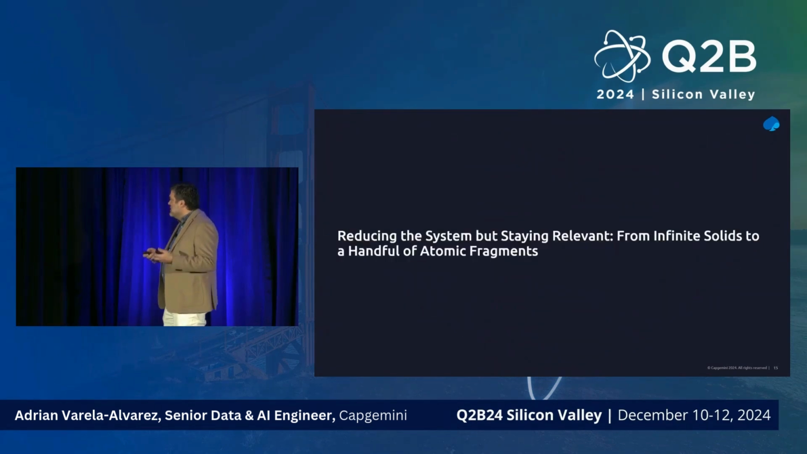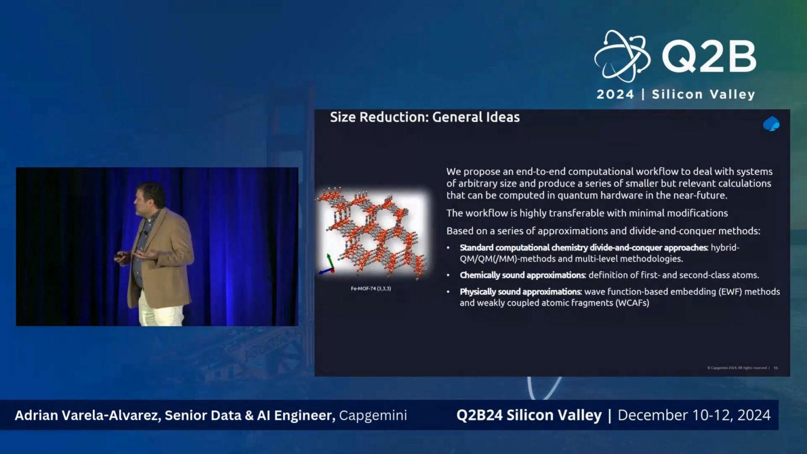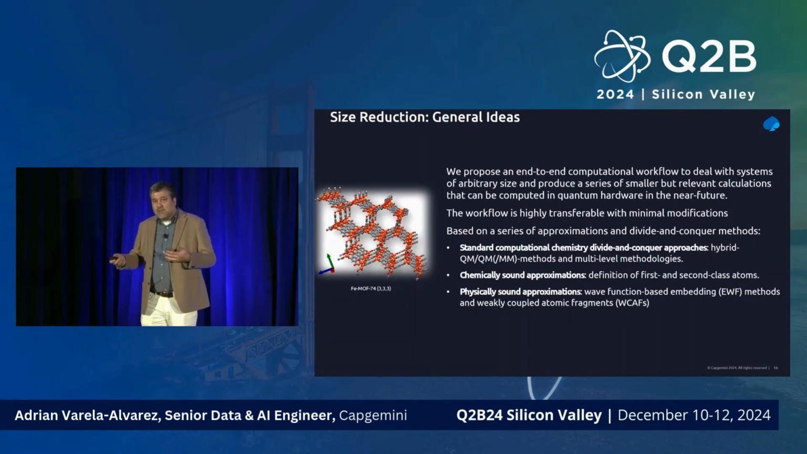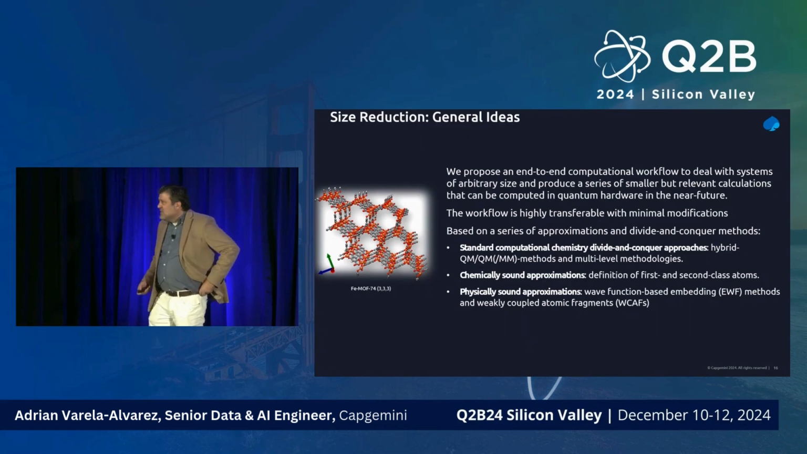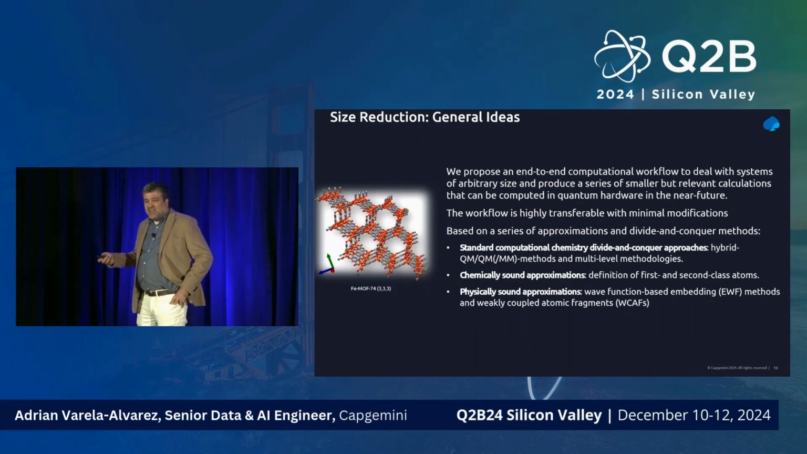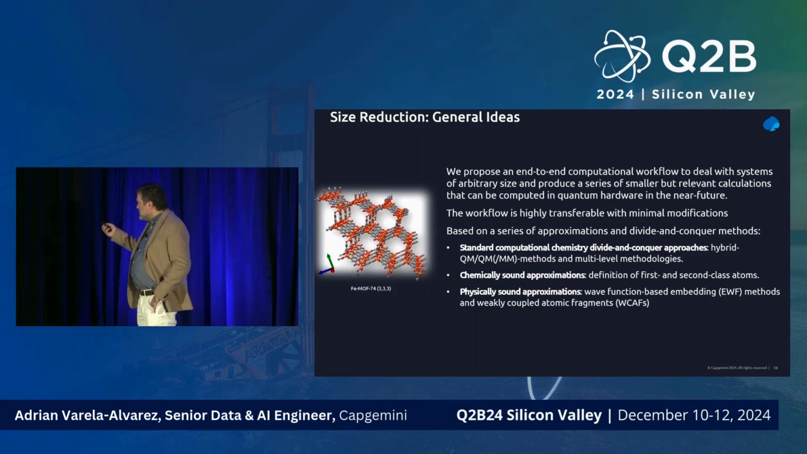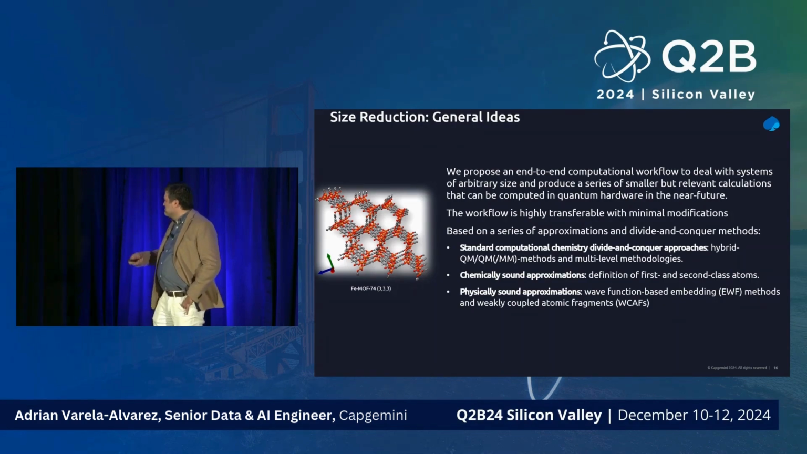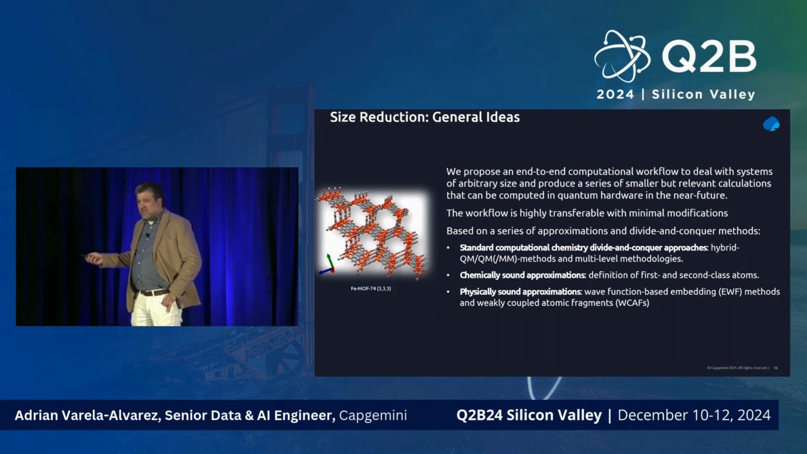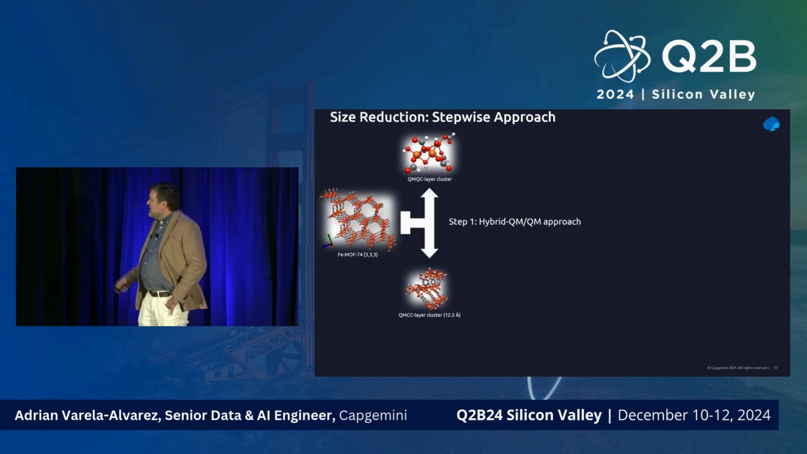So how do we do that? We are going to apply a series of tried and tested, and some slightly newer, approaches. Basically they are divide and conquer approaches that break your system into smaller fragments and allow you to work with those fragments independently. So we have an end-to-end computational workflow that does that, and the workflow is highly transferable with minimal modification. As I mentioned, it's based on a series of approximations and divide and conquer methods, like standard computational chemistry divide and conquer approaches, chemically sound approximations, and physically sound approximations. What do I mean by that? Let's see step by step.